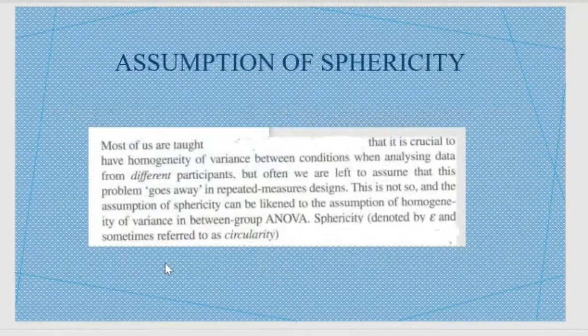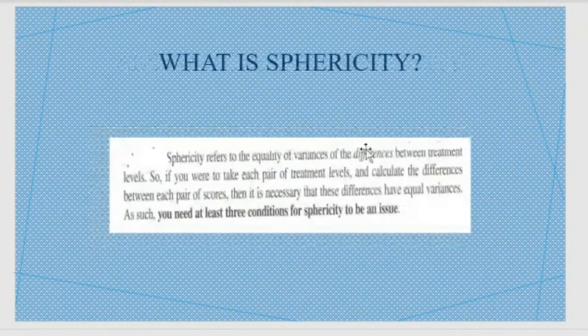But there is another thing which is called the assumption of sphericity, which is very important whenever we are using repeated measure design. We have to check whether our data violate or fulfill the assumption of sphericity. Now the question is, what is the assumption of sphericity? It means the difference between each pair of treatment levels should have equal variance.